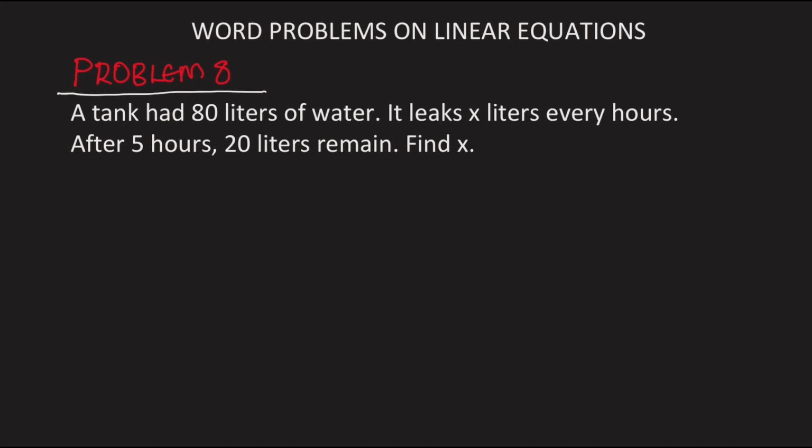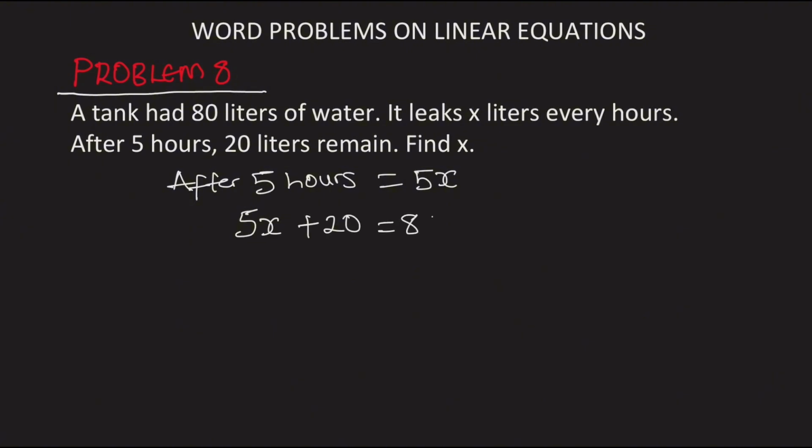So after 5 hours, it's going to leak 5 times x, which will be 5x. Okay, so now it has 20 liters remaining. So 5x, which has leaked out, plus the remaining liters of water is going to be equal to the amount of water the tank started with. So in this case, 5x plus 20 is going to be equal to 80. So we've gotten our linear equation.